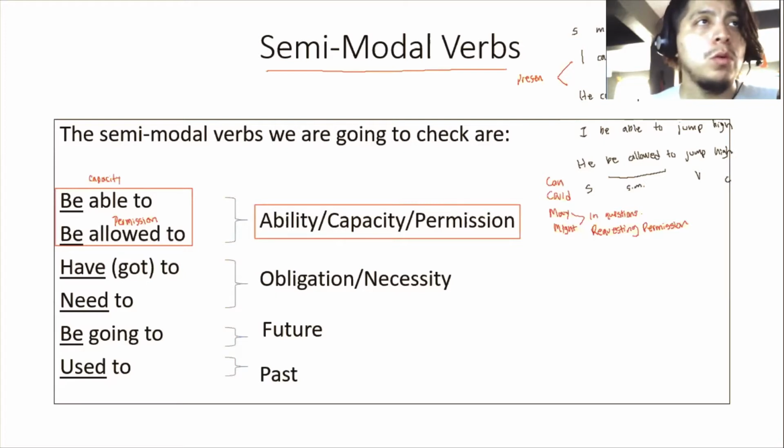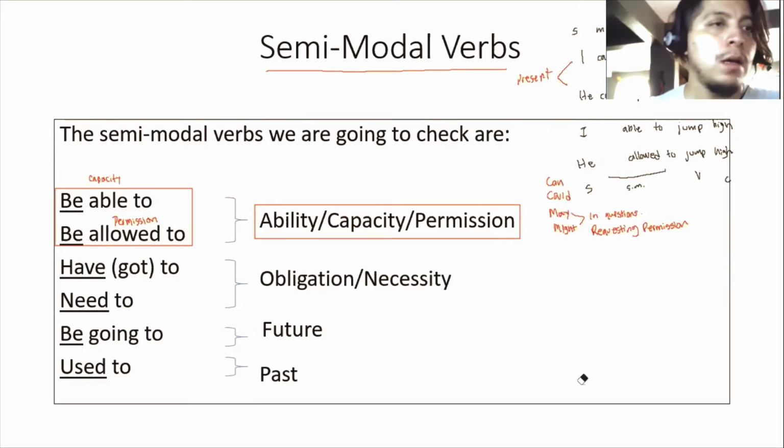So what do we do with, well, present? What do we do with semi-modal verbs? They are a little bit more difficult because first, this part, the be able to and the be allowed to, it has to be conjugated to the person. So if you want to use them in the present, I am is the verb to be in the present. I am able to jump high. He is allowed to jump high, right?